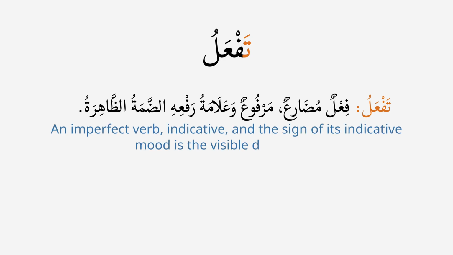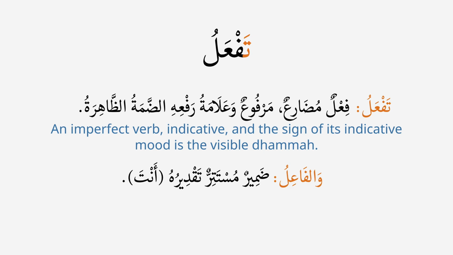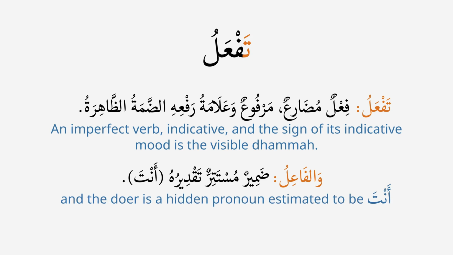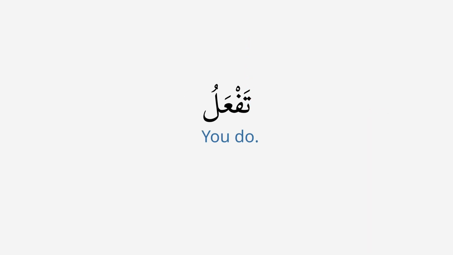An imperfect verb, indicative, and the sign of its indicative mood is the visible ضمة. والفاعل ضمير مستتر تقديره أنت. Now here we see the difference. In this pattern, the doer is a hidden pronoun estimated to be أنت, meaning you. So تفعل means you do.